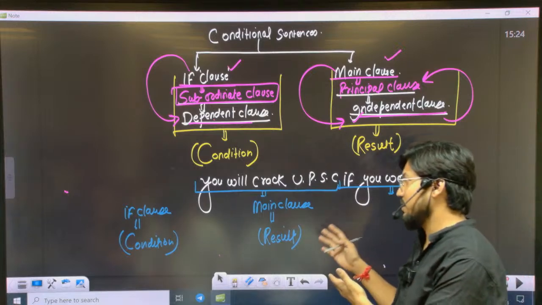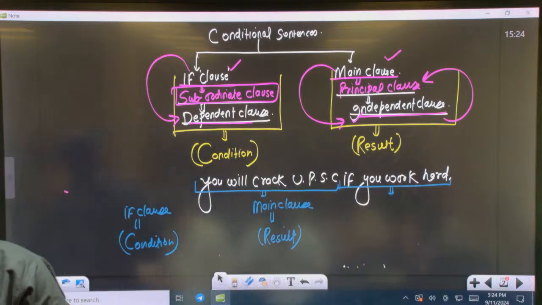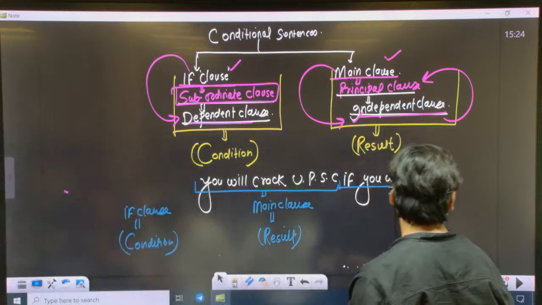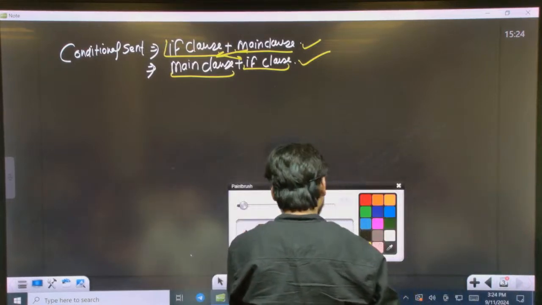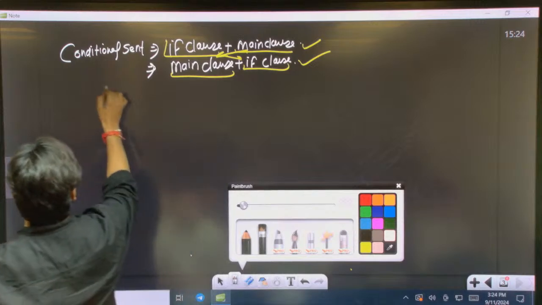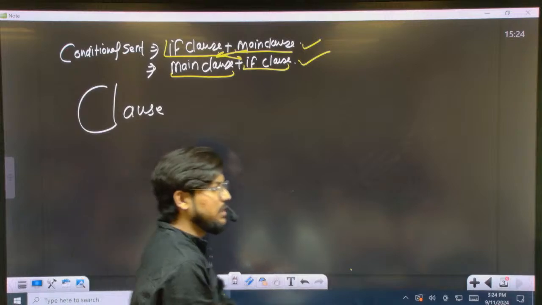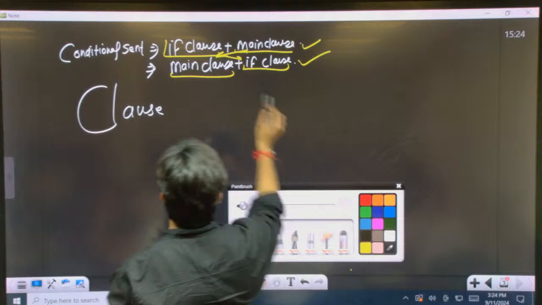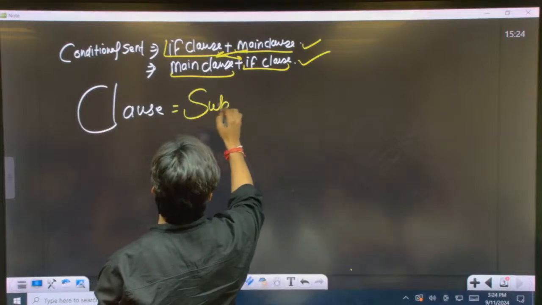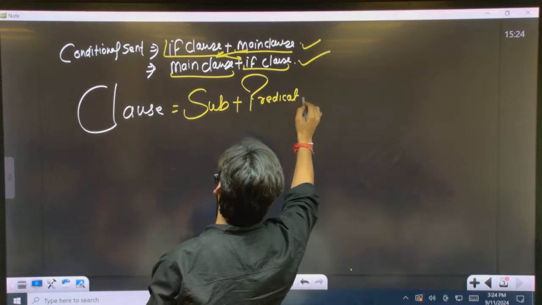And this trick, examiners use in the examination. Next, come to the point. I am going to tell you what a clause means. Does anybody know what is the meaning of a clause in English? A clause is the combination of subject plus predicate. And what does predicate mean?